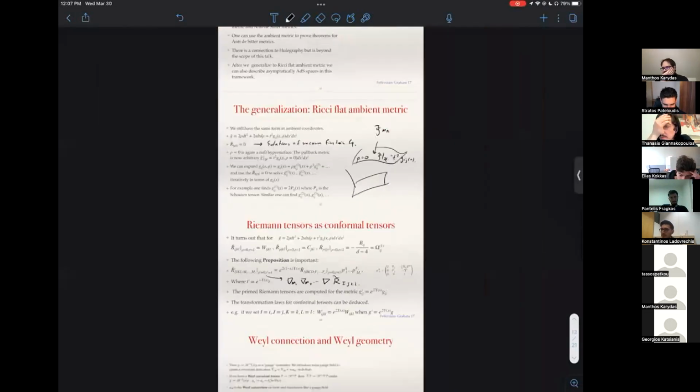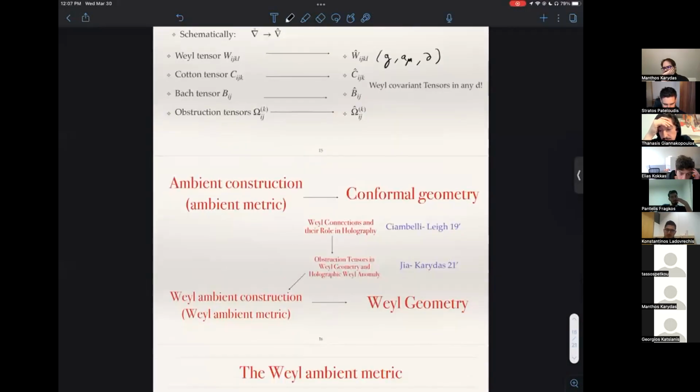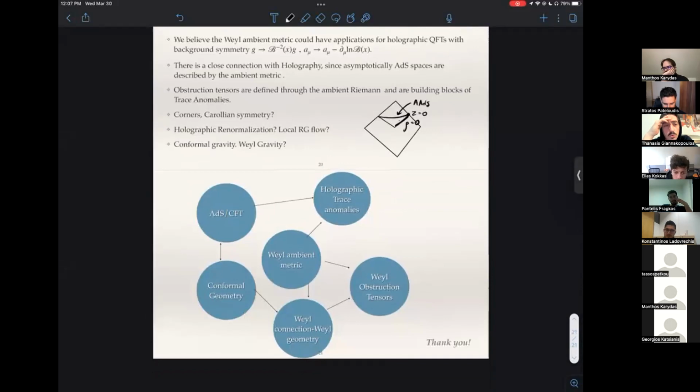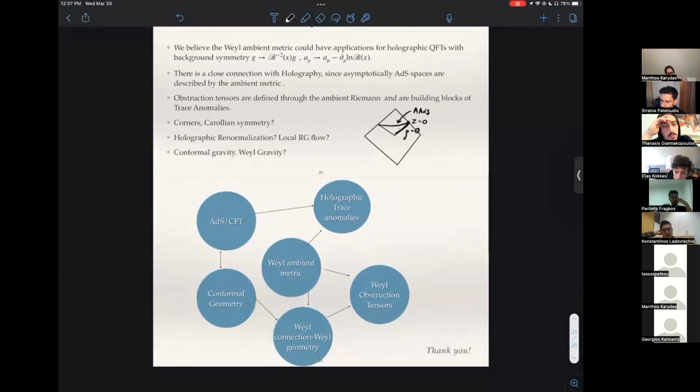So let me see if I understand well. Initially you have the ambient metric, and I can see it as a tool to create conformal tensors in any dimension, but the tensors I create are all zero, because the ambient metric is flat, right? Only if you take it flat. If you take it Ricci flat, it won't be zero. The Riemann is not zero.